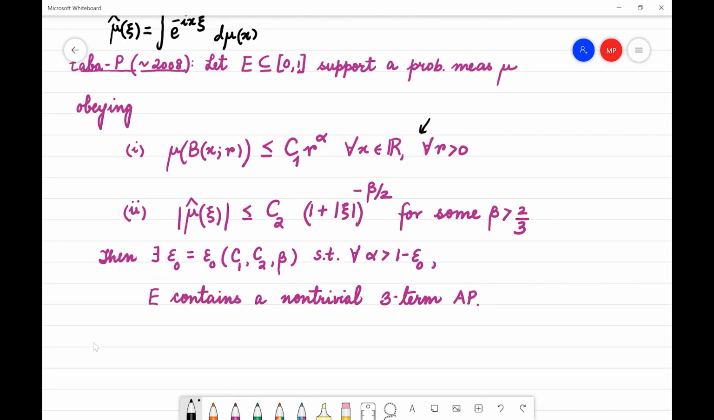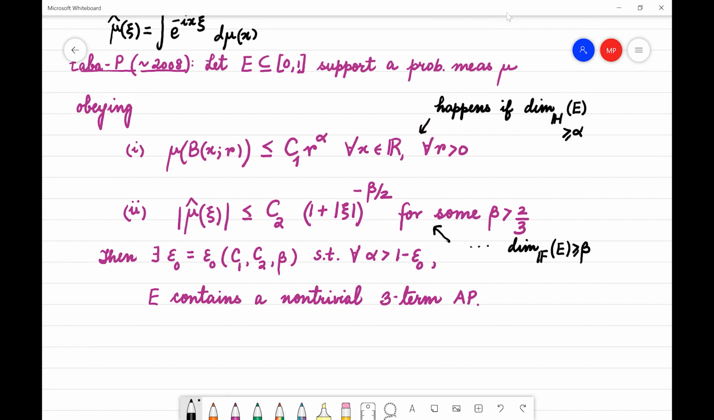Okay, so going back to what I was saying, such a mu exists if the Hausdorff dimension of E is larger than or equal to alpha. And this happens if the Fourier dimension of E is larger than or equal to beta. So one of the things that we realize is that these are not exactly the same thing.